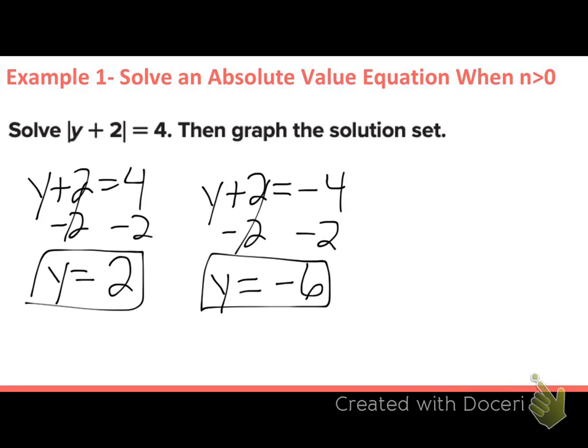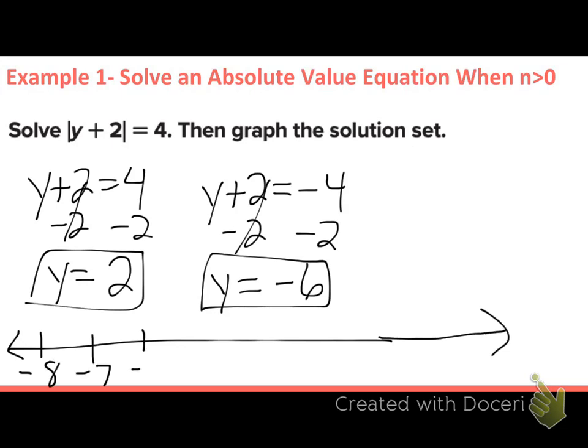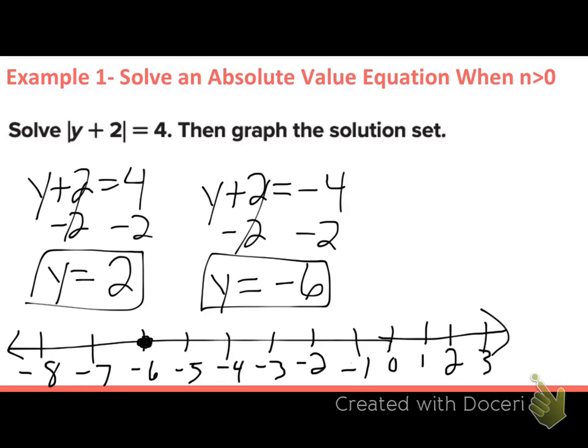So, you guys, we're going to have to draw a number line here. So I just draw a number line, and I put a point at each number on my number line. So I'm going to put a point at negative 6. And I'm going to put a point at 2. Everyone okay with that graph?